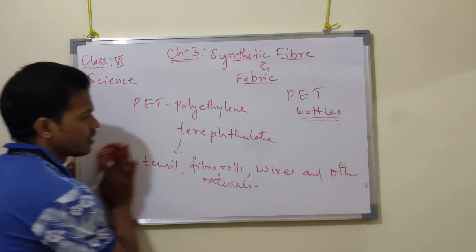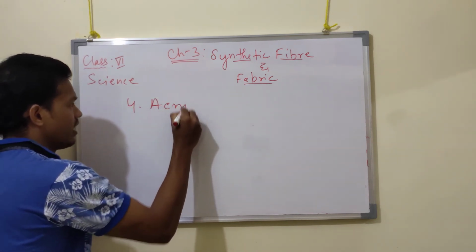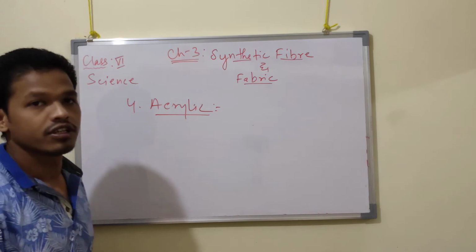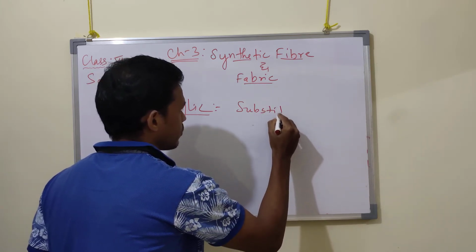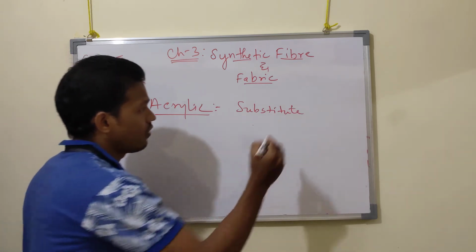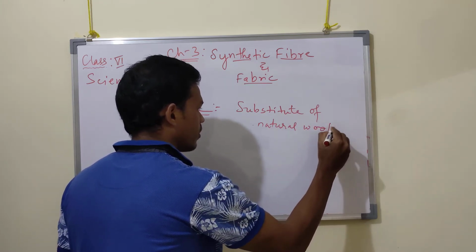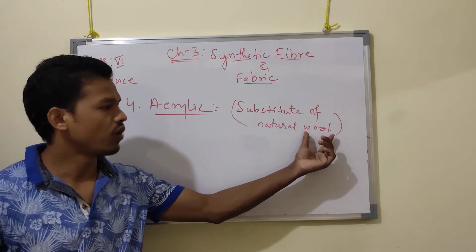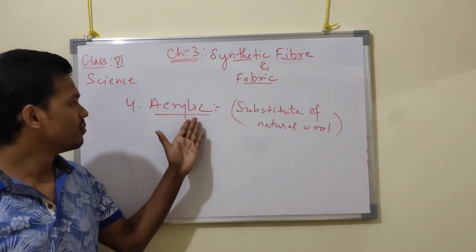Then the last one is acrylic. Acrylic is the last, the fourth synthetic fiber. ACRYLIC. Acrylic fiber is a substitute of natural wool. As you all know, natural wool is quite expensive. Therefore, they use this synthetic fiber, acrylic fiber, which is very cheap.